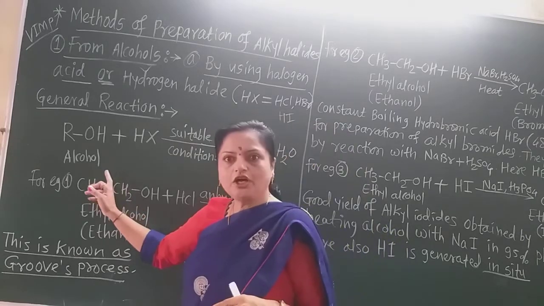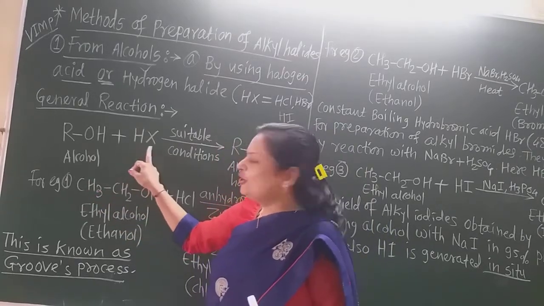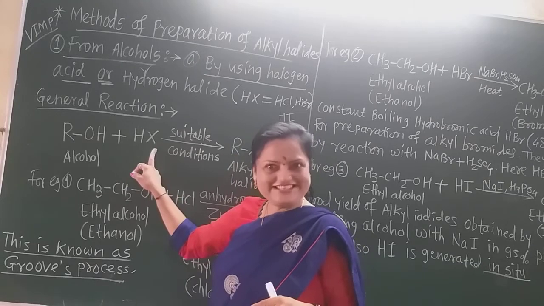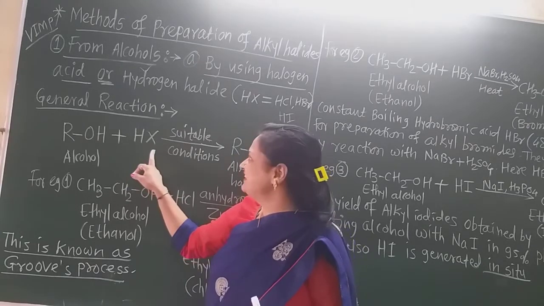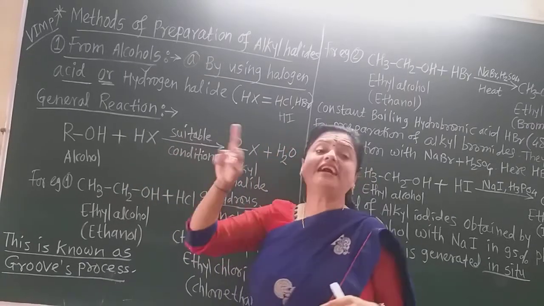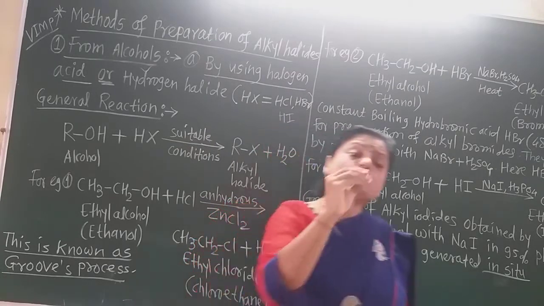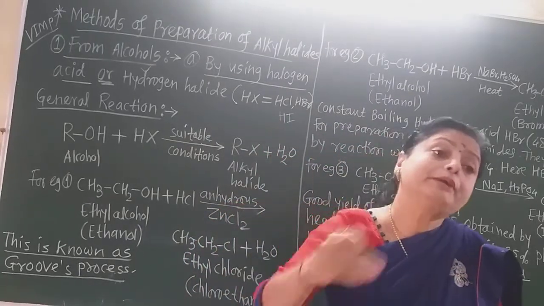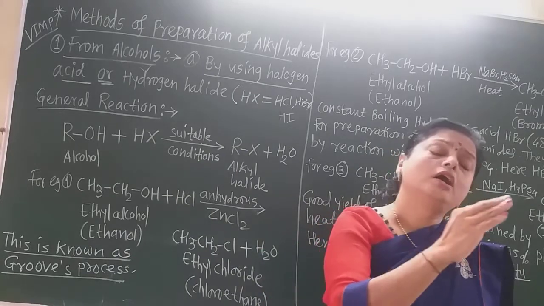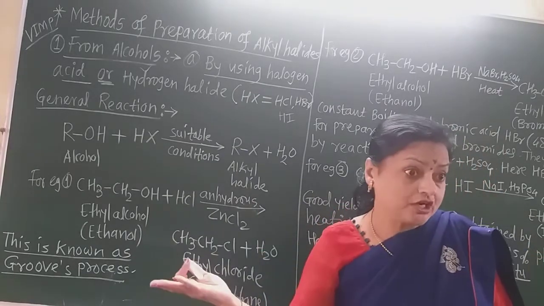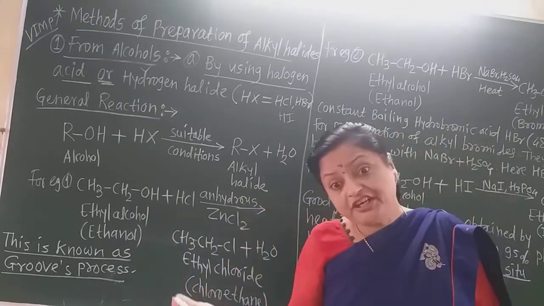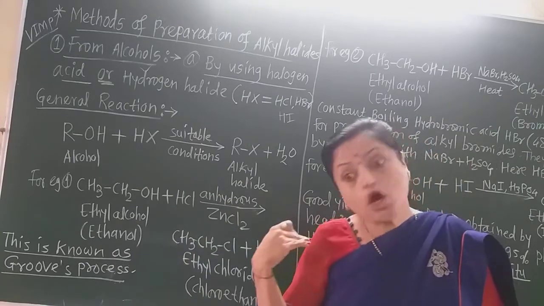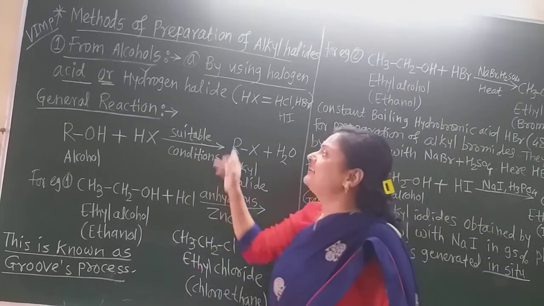Now this is alcohol and this is the halogen acid, HX. This is the general formula of halogen acid. Now the suitable condition I write here. That means these suitable conditions are different for different alkyl halides. For alkyl chloride, a different condition; for alkyl bromides, a different condition; and for alkyl iodide also a different condition. So I write it generally here.